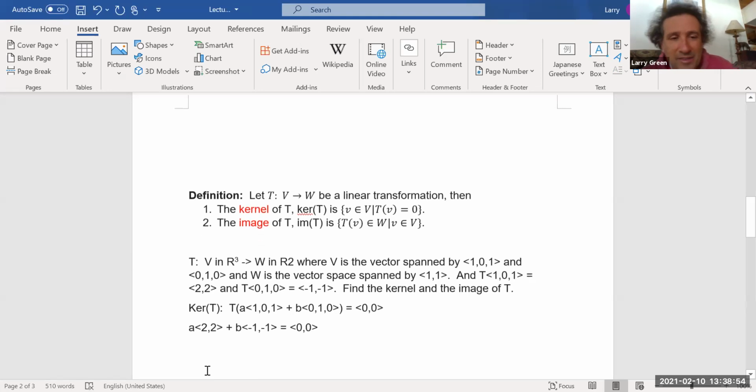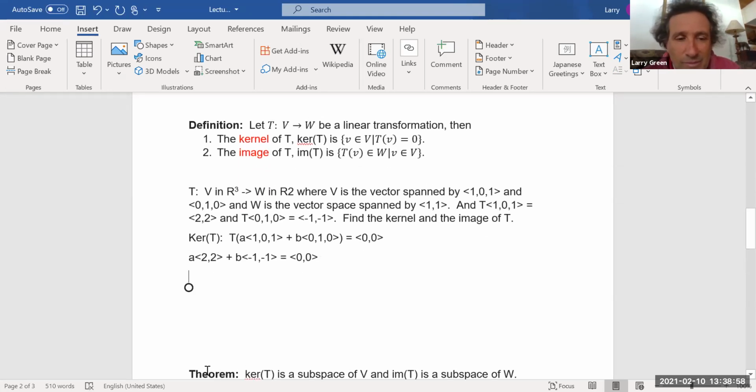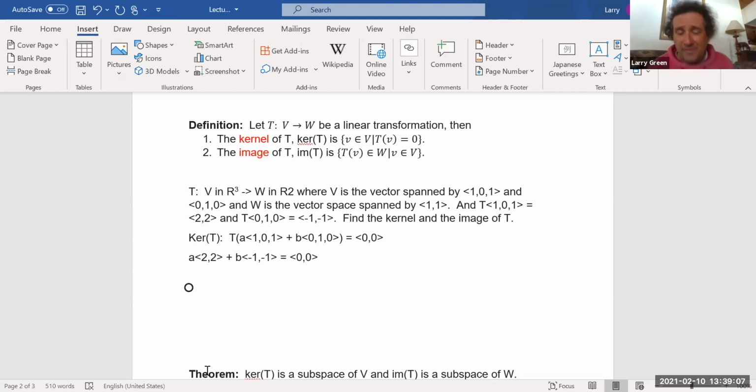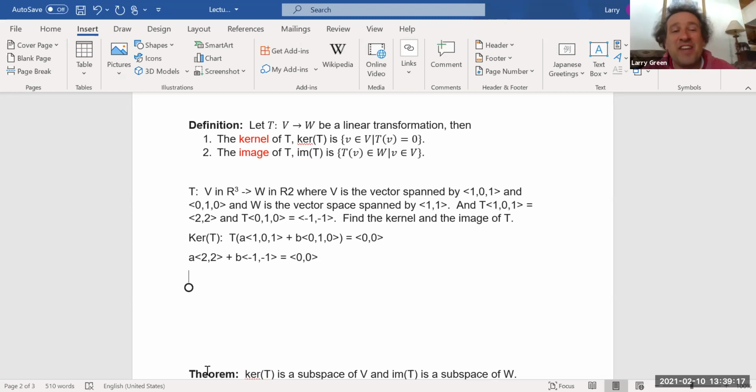So what does that tell us? That A and B must be 0. Well, they can be 0, but not must be. Certainly A and B equals 0 works. But the question is, does anything else work? Yes, A equals 1 and B equals 2. Yeah, but let me show the steps on that.